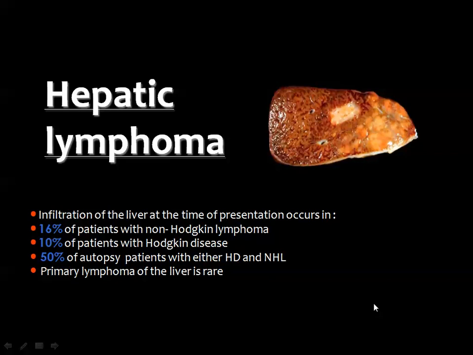Hepatic involvement by lymphoma occurs in 16% with non-Hodgkin lymphoma and 10% of Hodgkin disease, and 50% of autopsy patients are affected with either Hodgkin or non-Hodgkin lymphoma, and the primary lymphoma of the liver is rare.